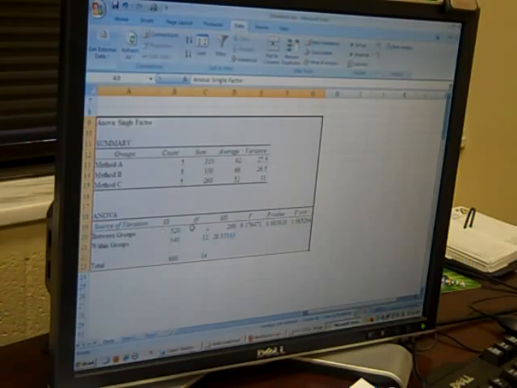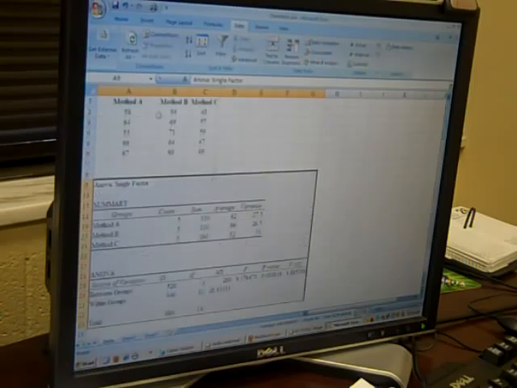For the between groups or the treatment, it's going to be the number of factors minus 1. We have how many factors? A, B, and C, 3. Minus 1 is 2. This is why the degrees of freedom is 2.